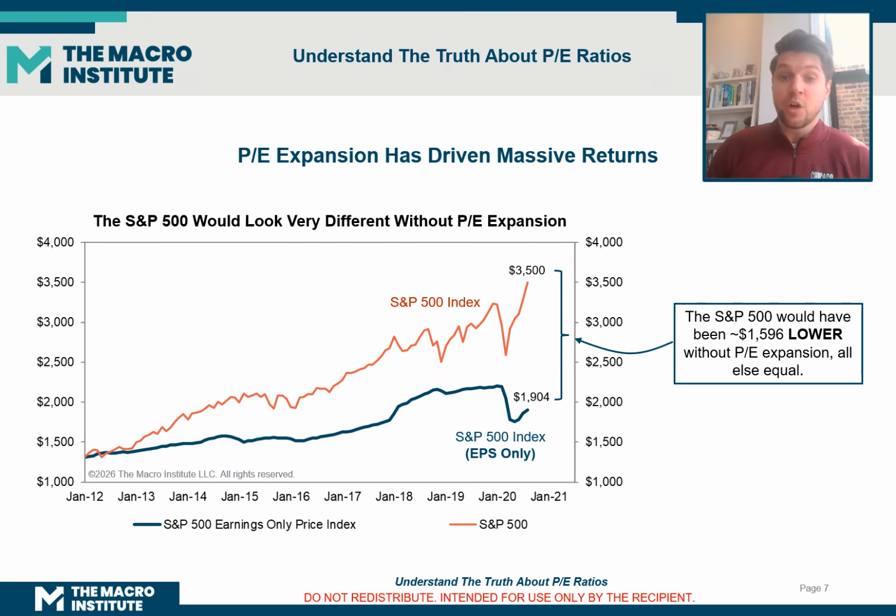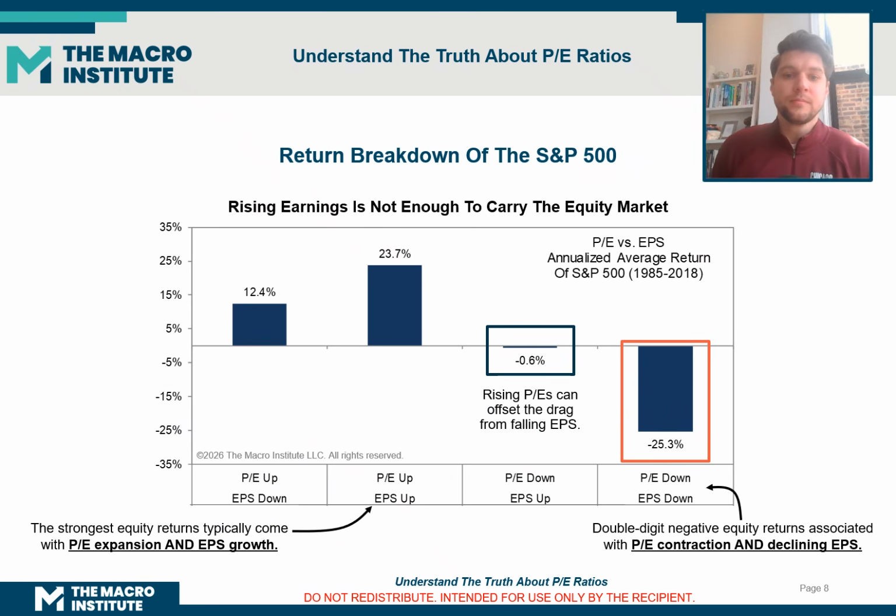One, a company's earnings now and expected in the future, and then how much investors are willing to pay, or the price multiple they're willing to pay for the earnings now and into the future. That second part is almost completely ignored. Now, if we look at a return breakdown of the S&P 500, we actually find that PE ratios and PE expansions tend to be really, really, really strong. So rising earnings is not enough to carry the equity market.